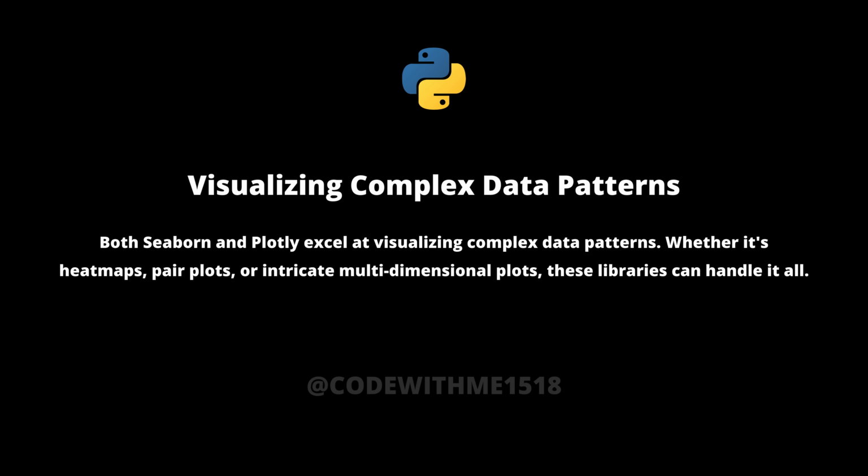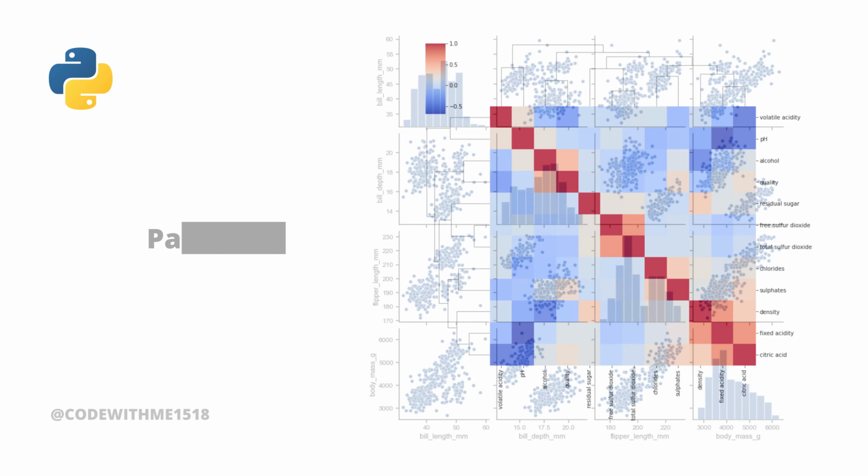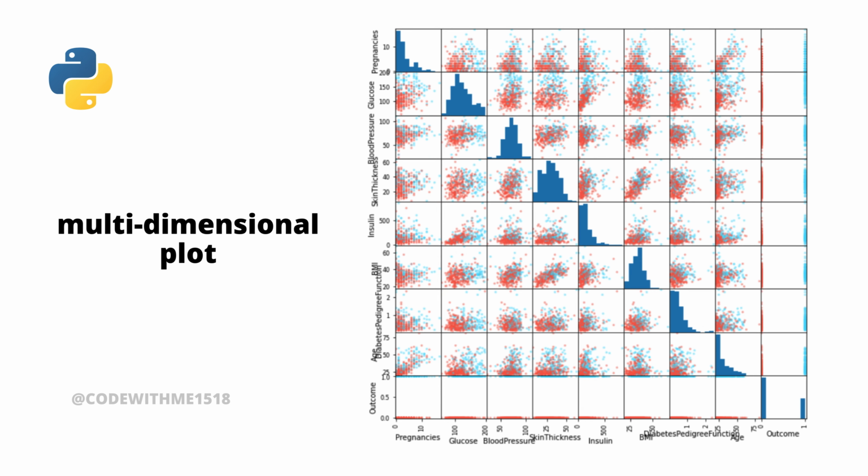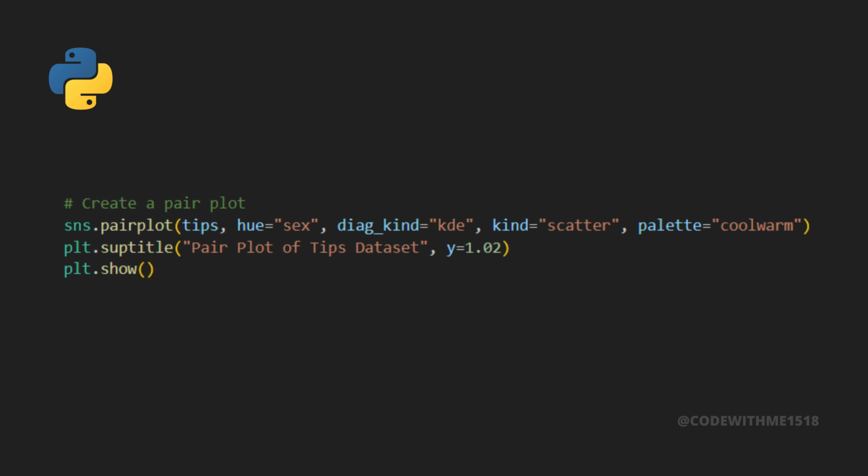Both Seaborn and Plotly excel at visualizing complex data patterns. Whether it's heat maps, pair plots, or intricate multidimensional plots, these libraries can handle it all. Let's create a pair plot in Seaborn to visualize relationships between all numeric variables in the tips dataset.